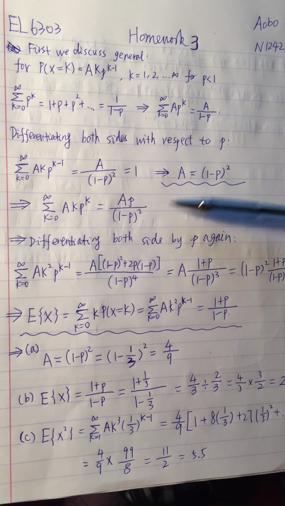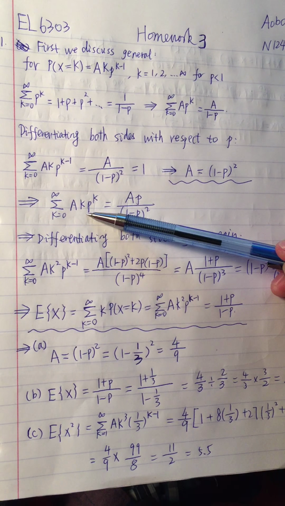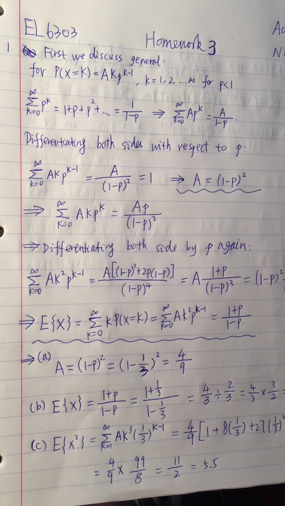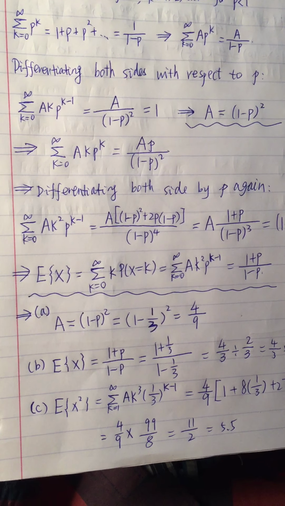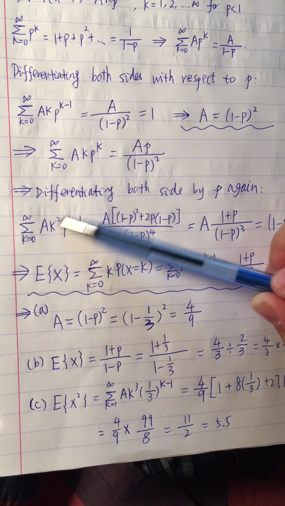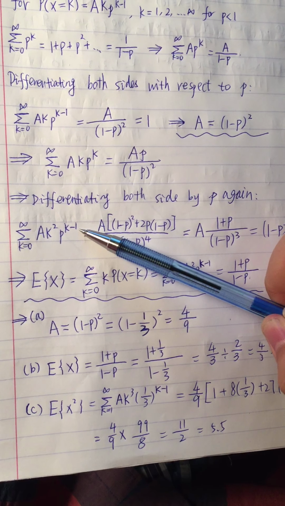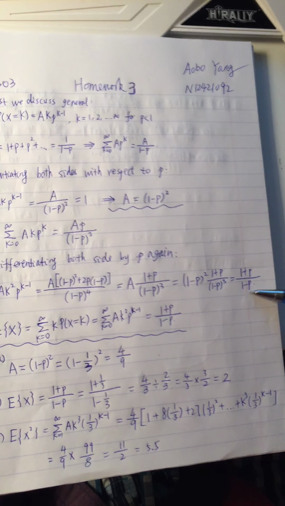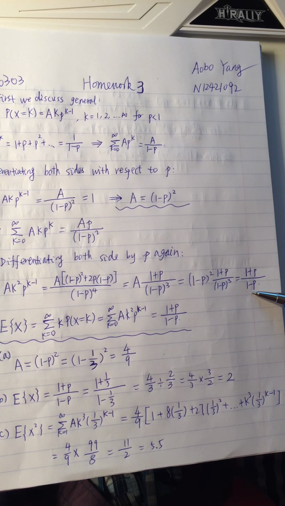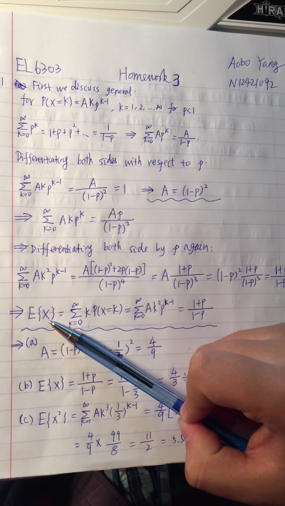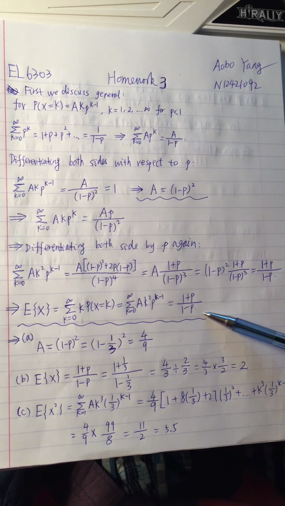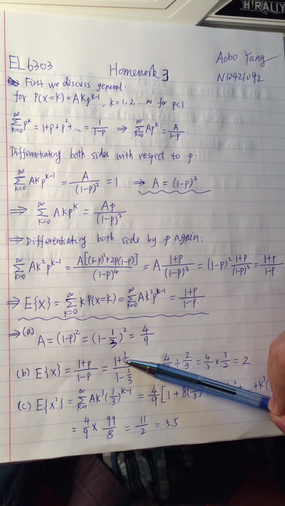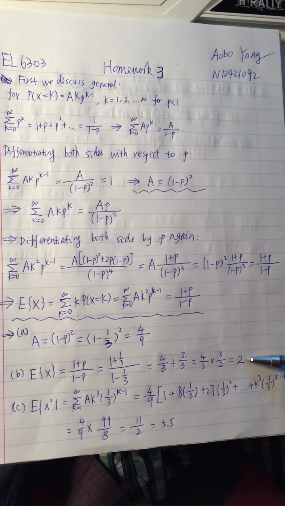After that, we can find that the sum of a k p^k is equal to a p/(1 - p)². So we take the derivative of both sides with respect to p again. We can easily find a k² p^(k-1). So the sum gives (1 + p)/(1 - p) in total, and finally E[X] is equal to (1 + p)/(1 - p). In this section p is equal to 1/3, so we can find that the final answer is 2.